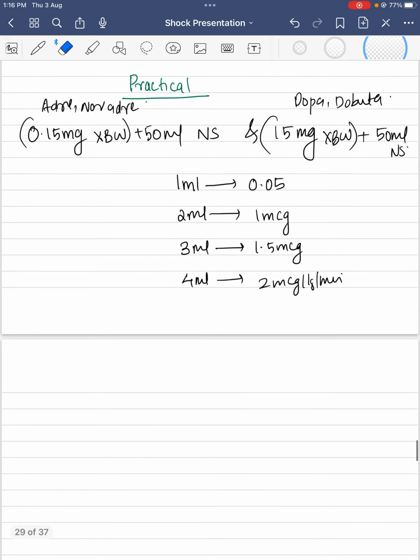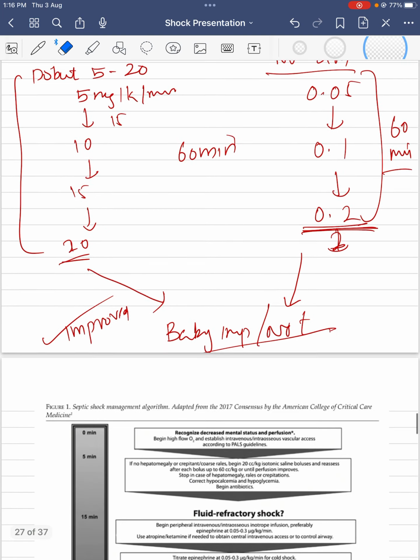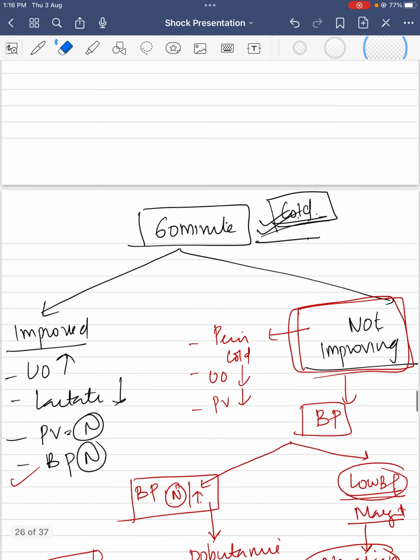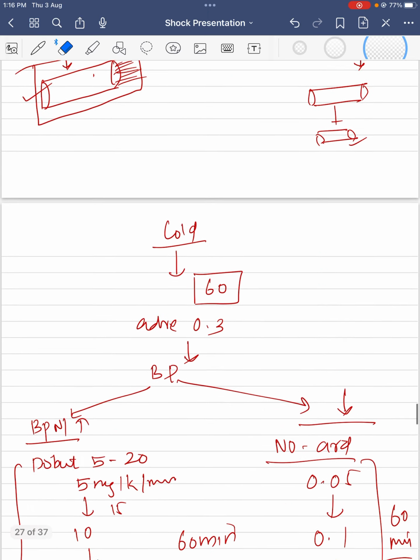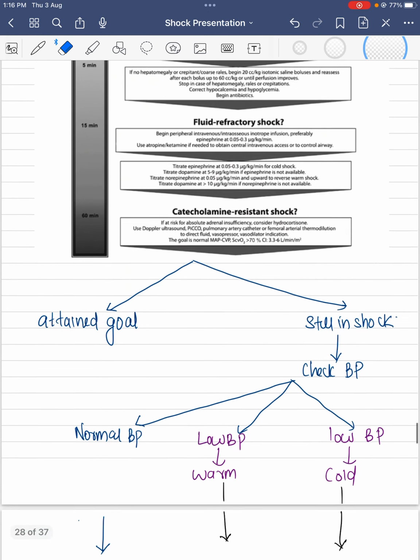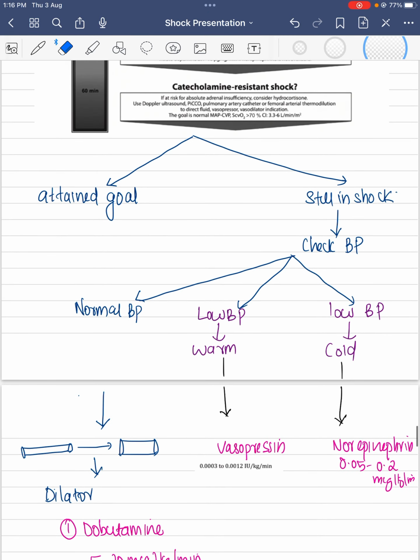Okay, now what about warm shock? What I mentioned so far is regarding cold shock. I hope this much is clear. Now let us see what we will do for a warm shock.